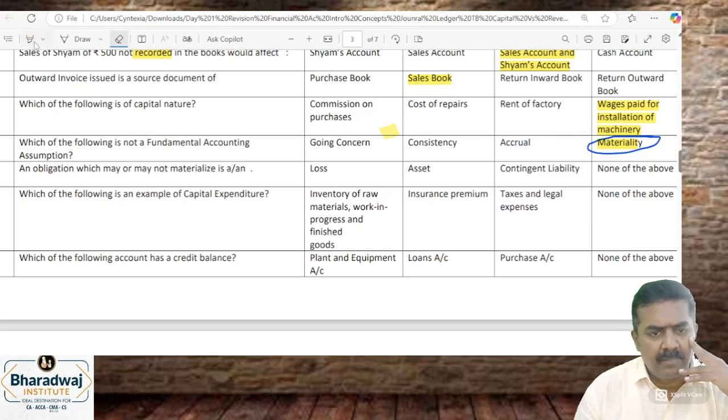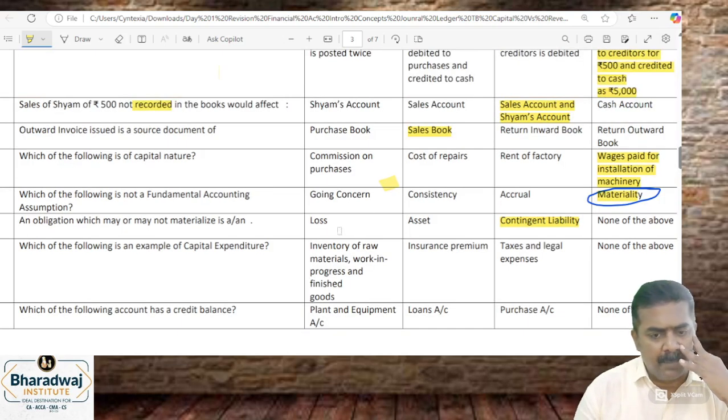Obligation which may or may not be realized is a contingent liability. May or may not, what do we call it? Contingent liability. Which of the following is an example of capital expenditure?